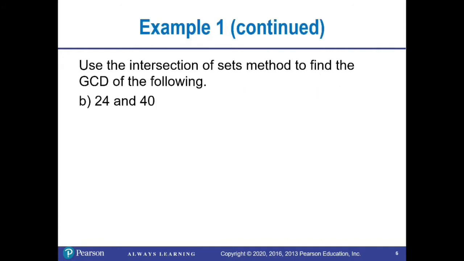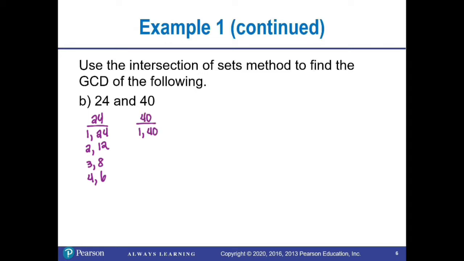Let's look at another example. So we want to use the intersection of sets method to find the GCD of 24 and 40. So let's list the factors of 24. First we have 1 and 24, then 2 and 12, 3 and 8, 4 and 6, 5 is not a factor, and then we have 6, and so we have all of our factors or divisors of 24.